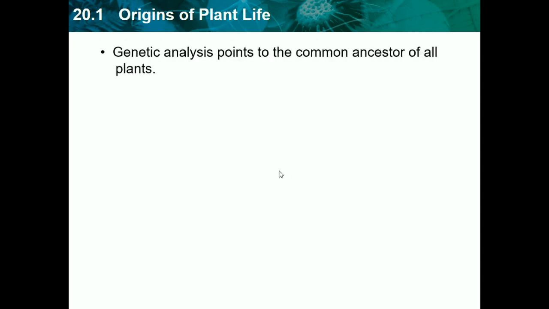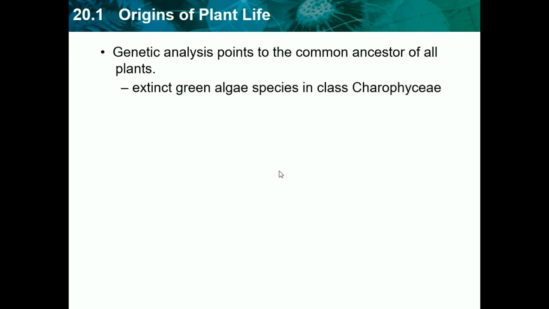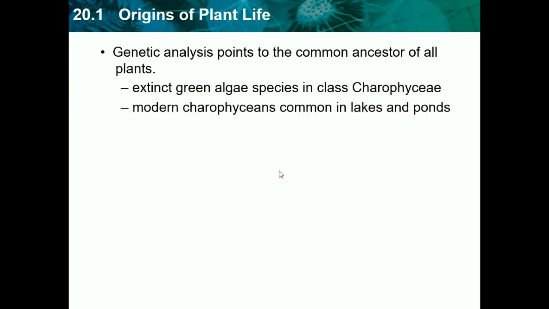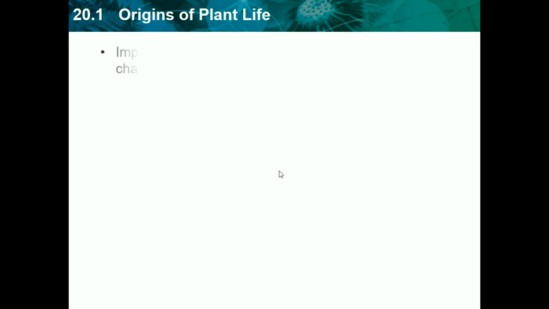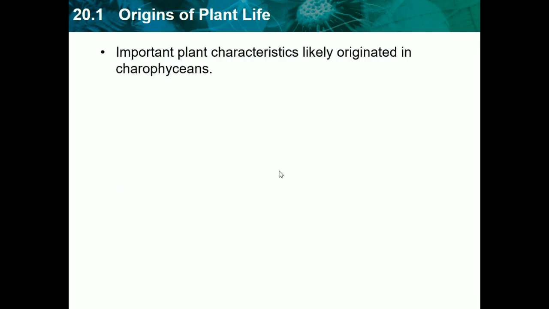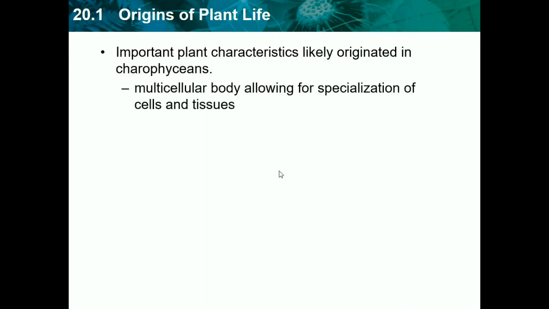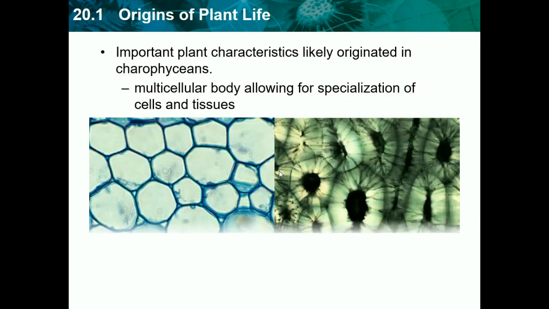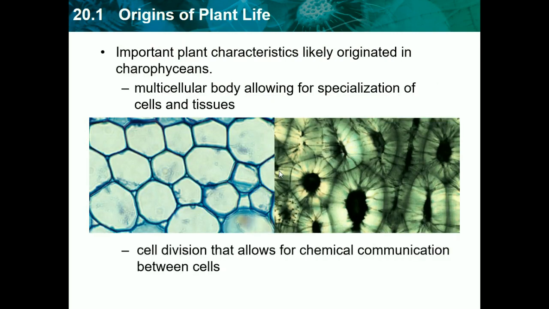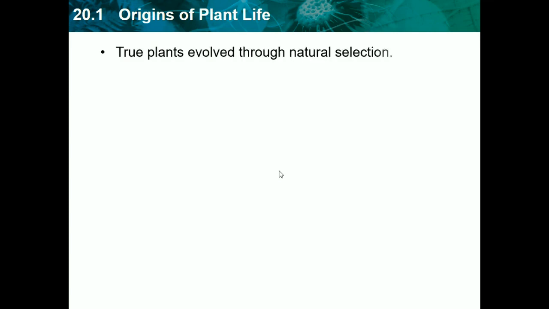Genetic analysis points to the common ancestors of all plants: extinct green algae species in class Chlorophysia. Modern chlorophysians are common in lakes and ponds. Important plant characteristics likely originated in chlorophysians. A multicellular body allowed for specialization of cell and tissue. Cell division allowed for chemical communication between cells. Reproduction involved sperm swimming to eggs.